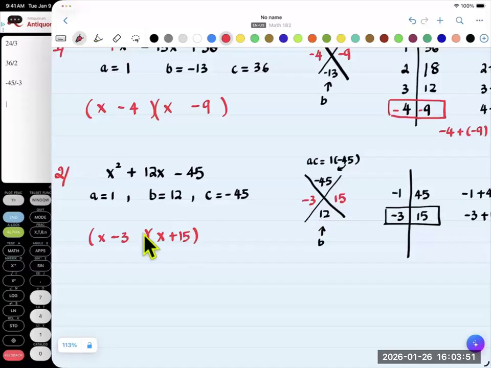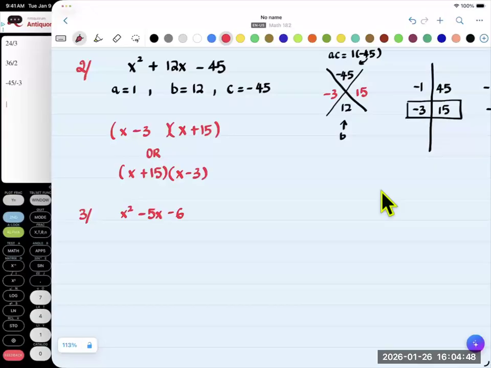Some of you may wonder, does the order matter? The order doesn't matter, because -3 times 15 or 15 times -3 is the same. So you can also write x plus 15 times x minus 3. Okay, so that is factoring a trinomial when a is equal to 1. Let's try one more.